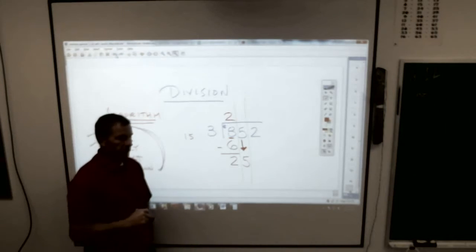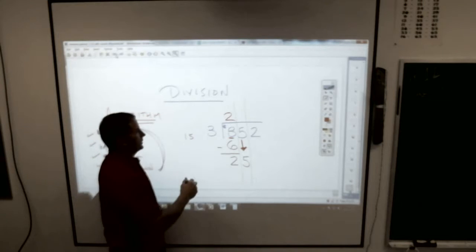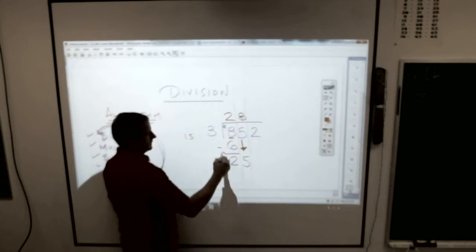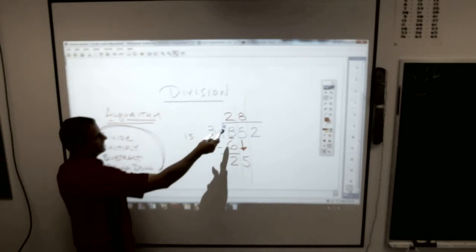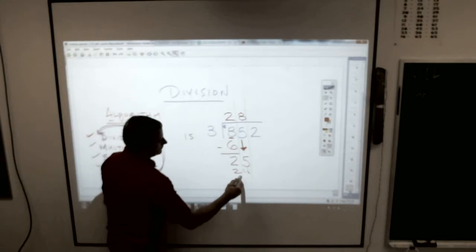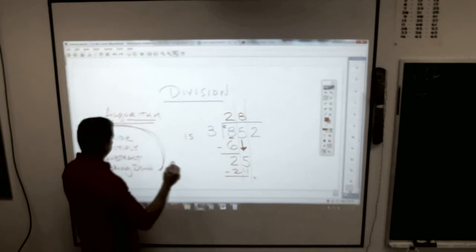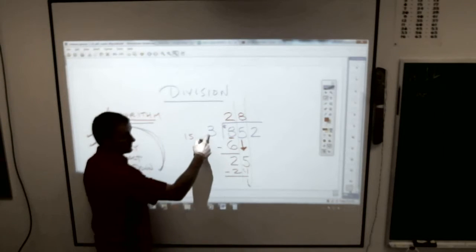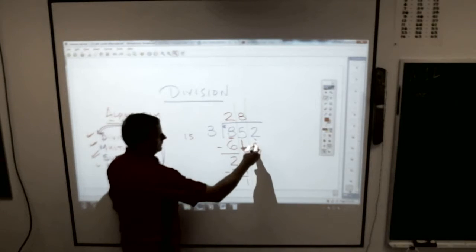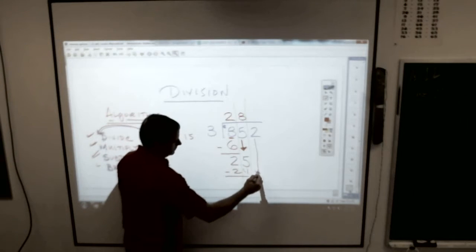We try something a little bigger. Kate? 3 times 8. Okay, we try 8. 3 times 8, that's my division. I go to my multiplying. 8 times 3 is 24. I subtract. I get 1, which is good because it's less than 3, and then I bring down. I start all over again.